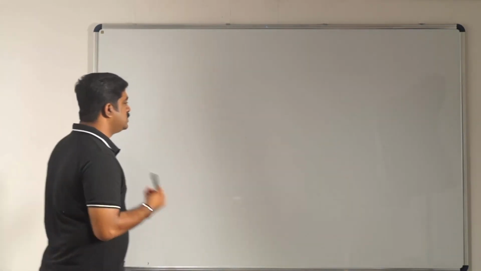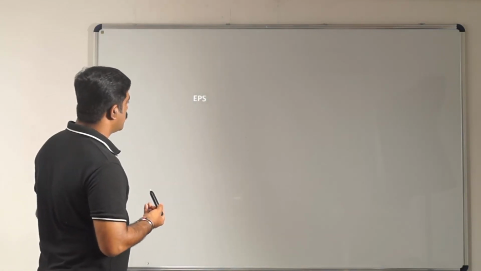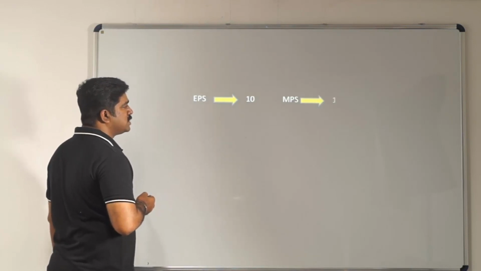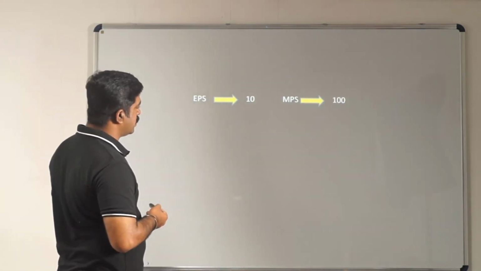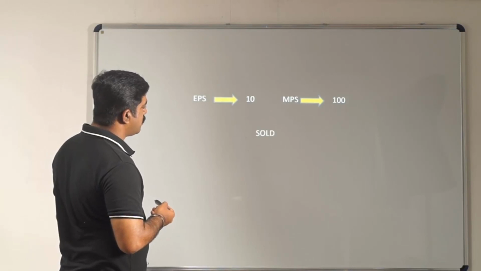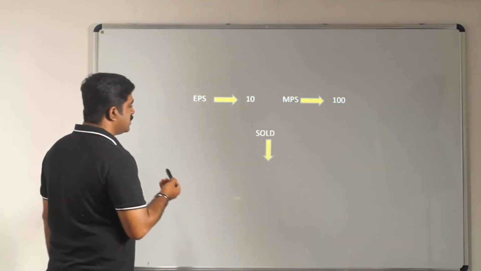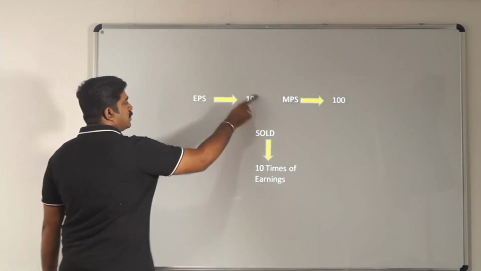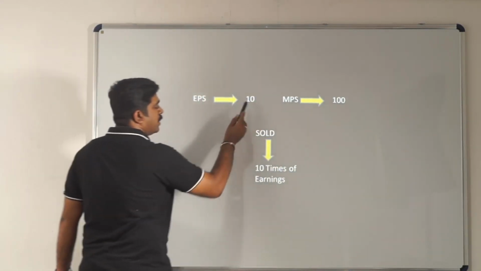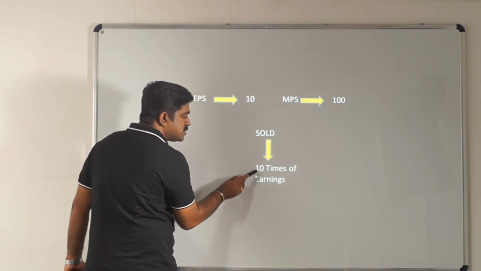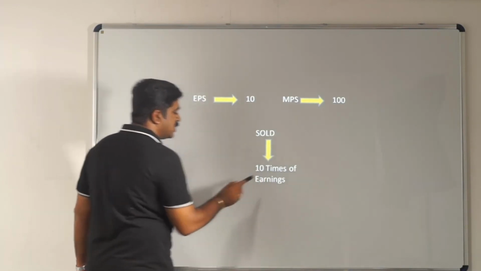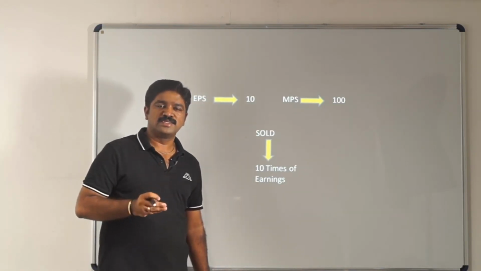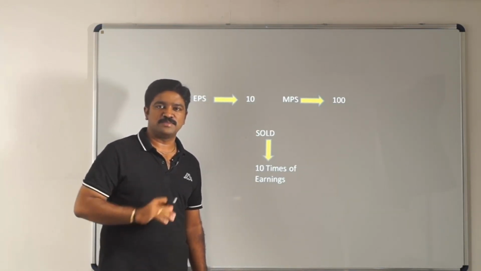Now what is the implication of this PE ratio? Let's say my earnings per share is 10 and market price per share is 100. If I calculate the PE ratio, what I get is market price per share divided by earnings per share, that is 100 divided by 10. I get PE ratio as 10 times of earnings. It means in the market, this particular share is sold at a price which is 10 times of earnings.